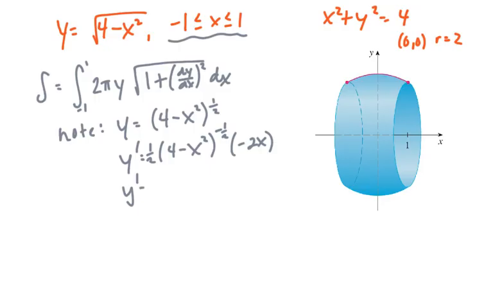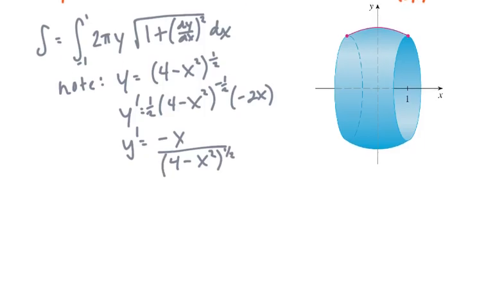So then we have half of negative 2, which is negative 1, times x times 4 minus x squared to the minus 1/2. Let's go ahead and put that in the denominator. So let's say negative x over 4 minus x squared to the 1/2. We could say square root, but the next thing we're going to do is square it inside of our integral, so let's not waste time with that.